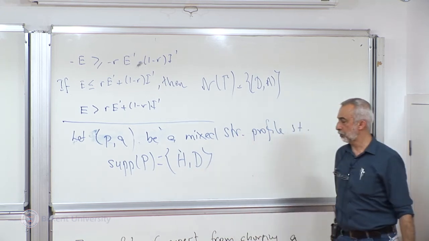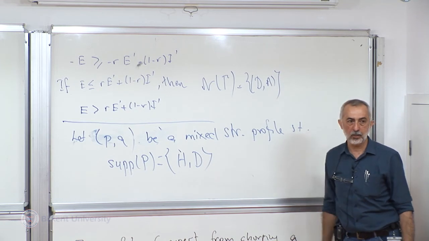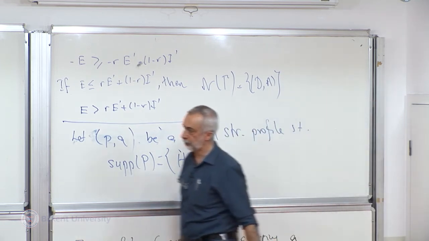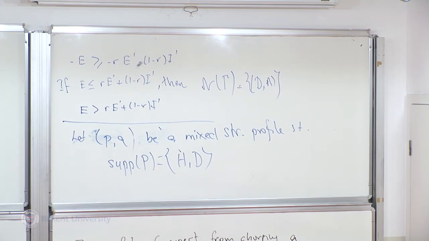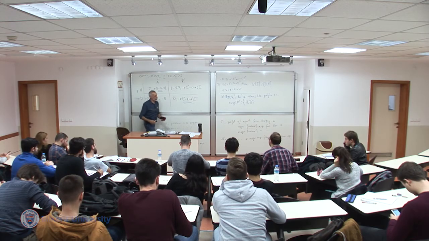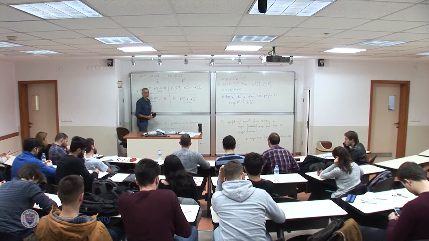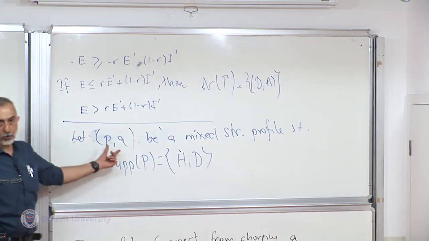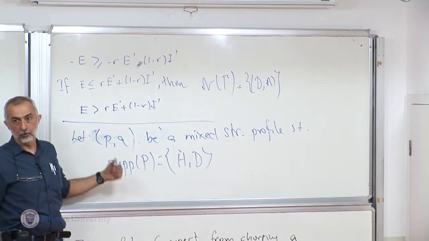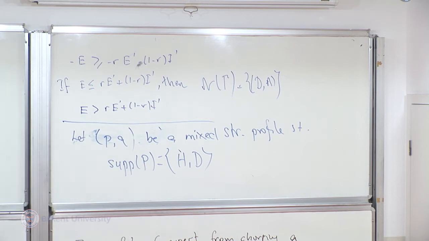So if the support of P is H and D, that is if H and D are played with positive probability under the mixed strategy P, then this will be a Nash equilibrium if and only if the expected payoff of player 1 from playing H should be equal to the expected payoff he gets by playing D. So let's write that.